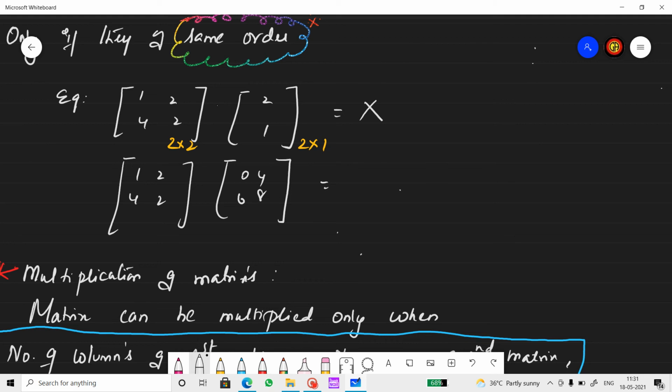Now look at the next one. It's 2 by 2 and this is also 2 by 2. Hence I can add these matrices. So when I add these two matrices, I get the answer as 1 plus 0, 1, 2 plus 4, 6, 4 plus 6, 10, 2 plus 8, 10. That's it. So you can add or subtract two matrices only if they are of the same order. Like here, a 2 by 2 matrix and a 2 by 1 matrix cannot be added, so we cannot proceed with the addition.